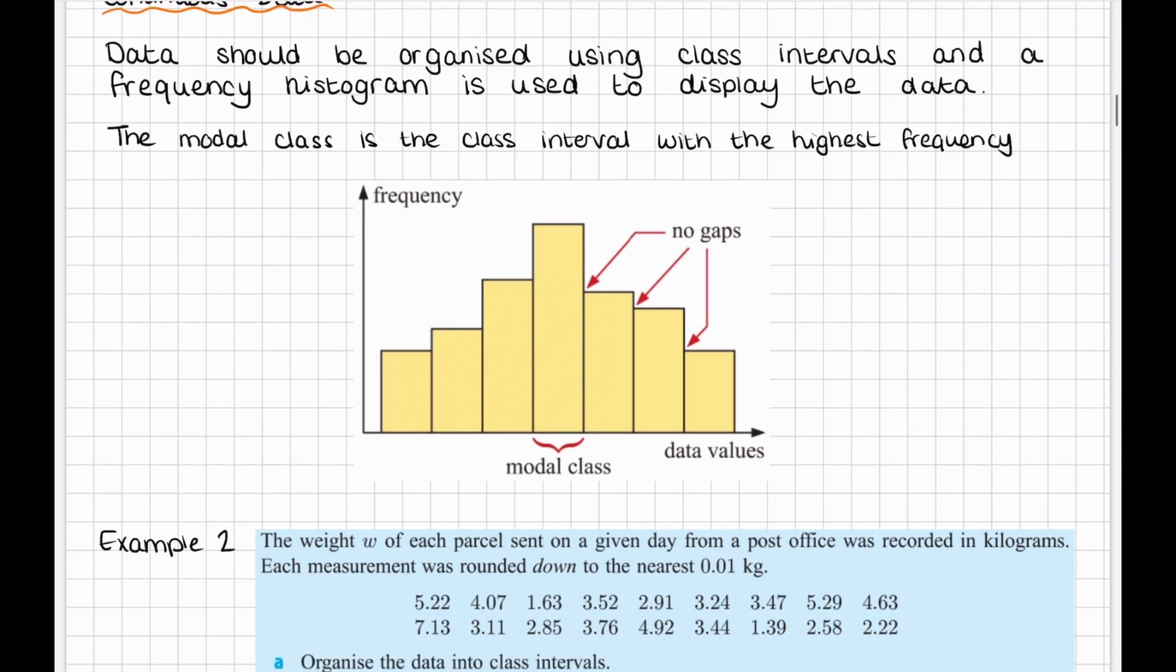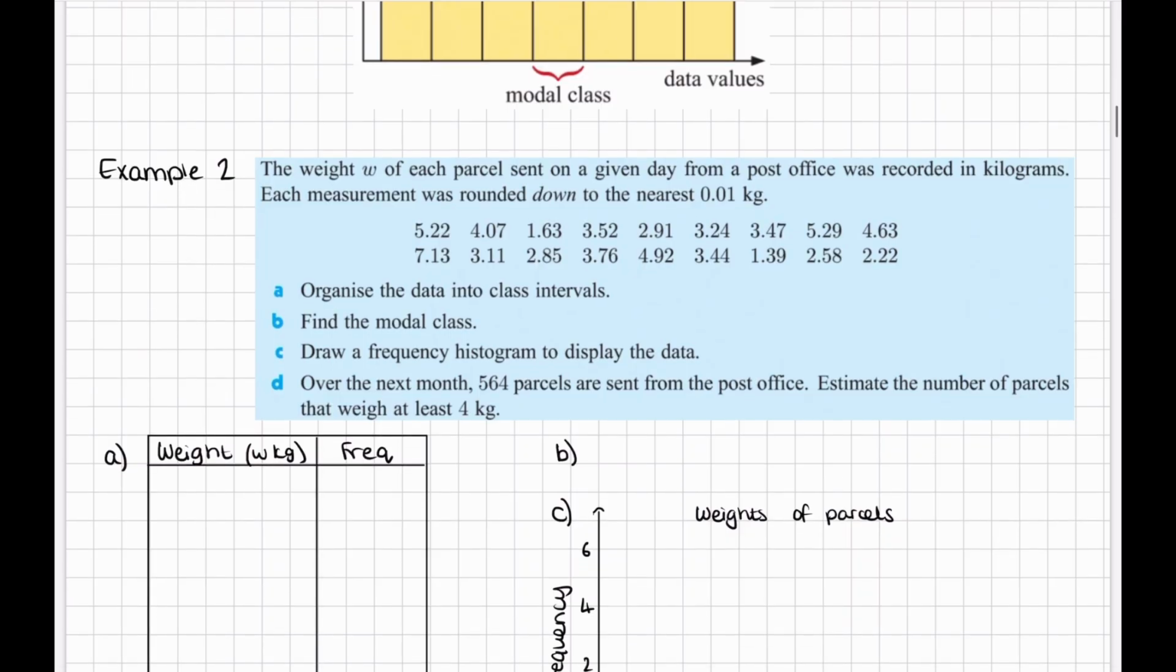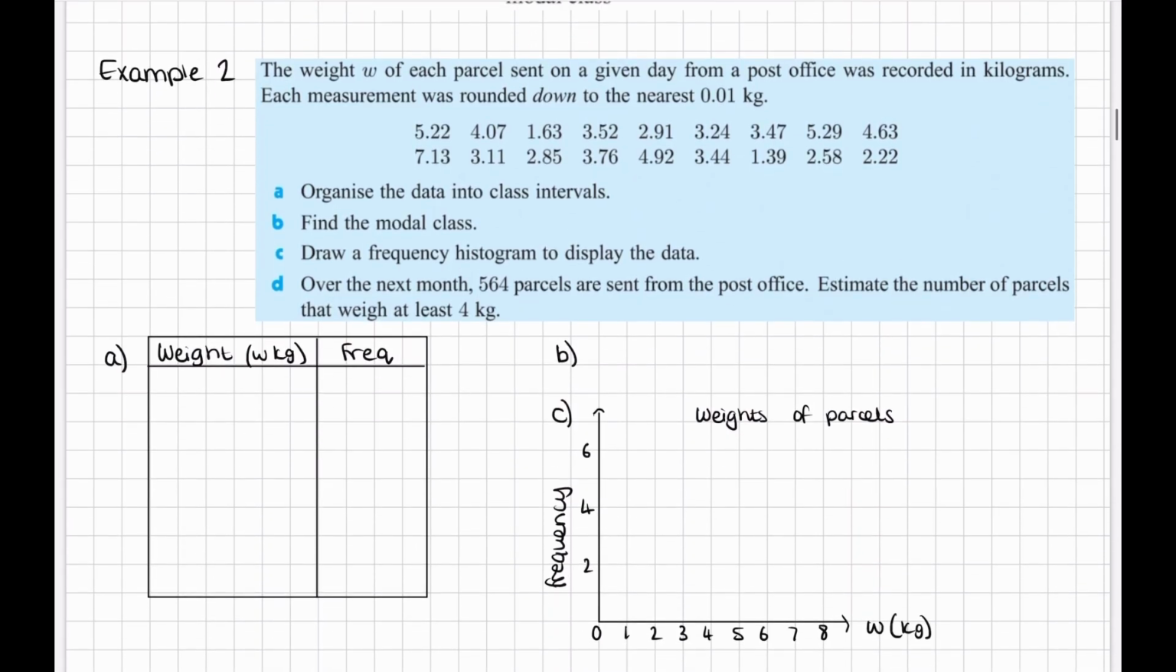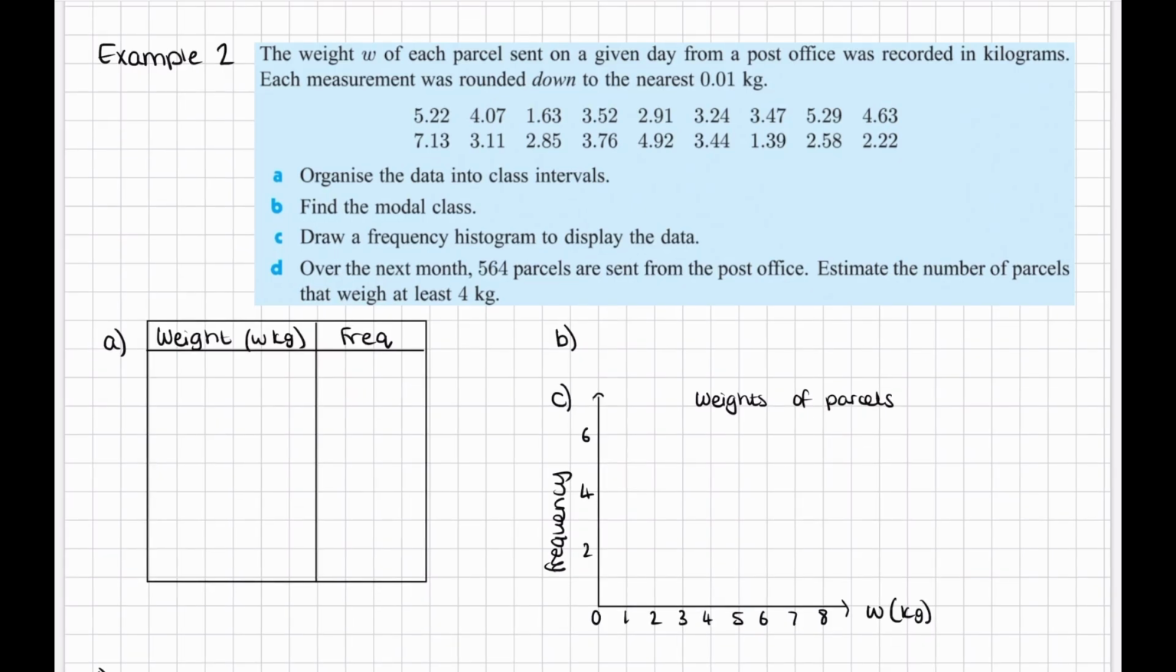Quick example of this. The weight W of each parcel sent on a given day from a post office was recorded in kilograms. Each measurement was rounded down to the nearest 0.01 kilo. Here are all our measurements. Organise the data into class intervals. Once again, we just have to look at our class intervals and see what might make sense. My lowest is 1.39, so I might start at 1 and then we'll be going up to about 8.